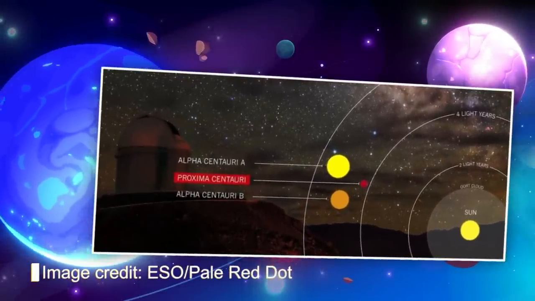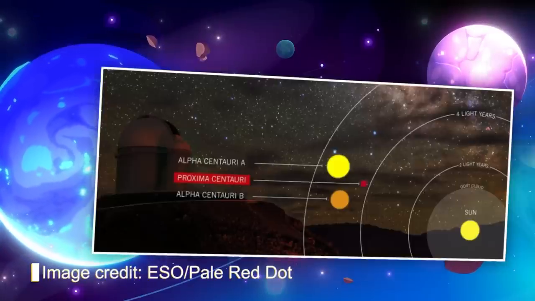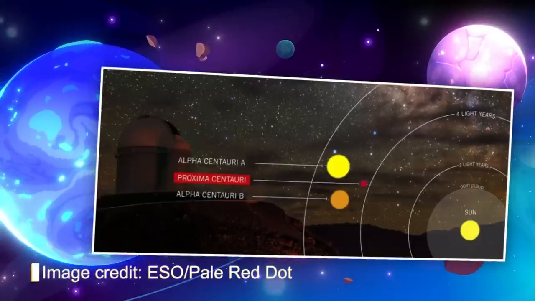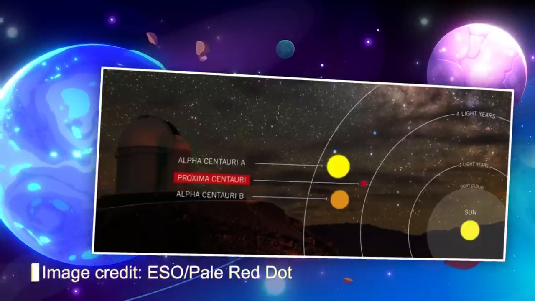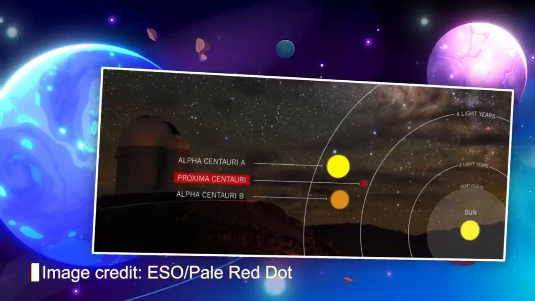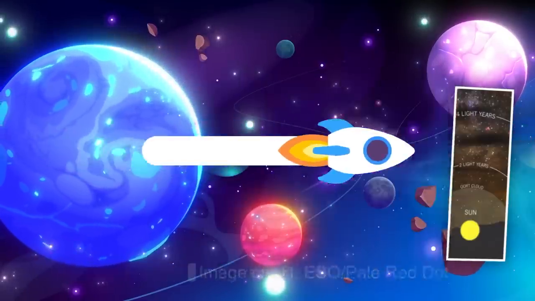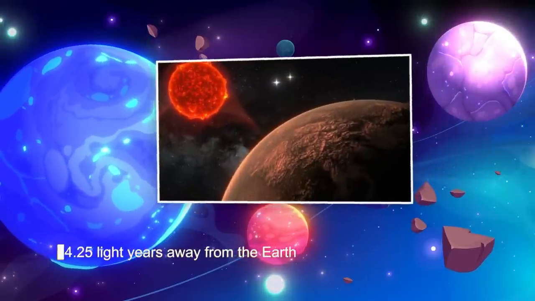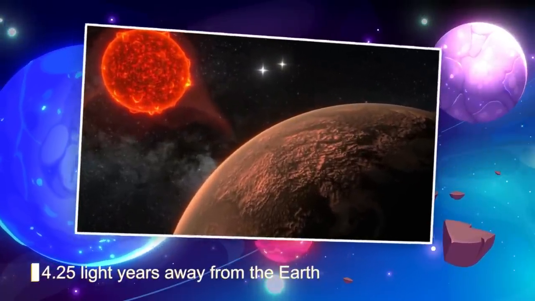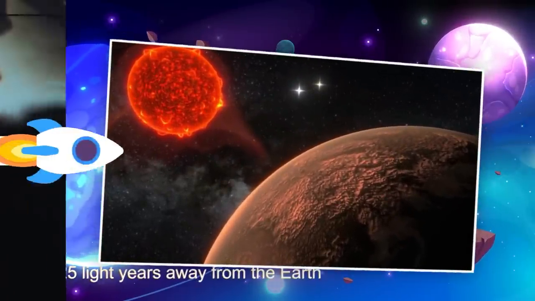The two main stars are Alpha Centauri A and Alpha Centauri B, which form a binary pair, at least 4.35 light years away from the Earth, according to NASA. The third star is called Proxima Centauri, or Alpha Centauri C, and that is about 4.25 light years away from the Earth, making it the closest star to us.